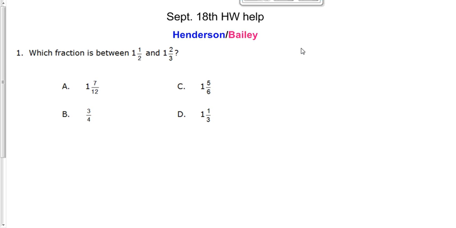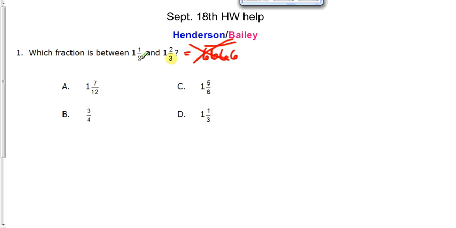If we look down at number 1, which fraction is between 1 1/2 and 1 2/3? The problem with this is we can't change it to a decimal, only because of the 2/3. Remember, thirds keep going and going and going. 2/3 is 0.6666, it goes on and on. Since that goes on and on, I can't change it to a decimal. So we're going to have to leave them as fractions.